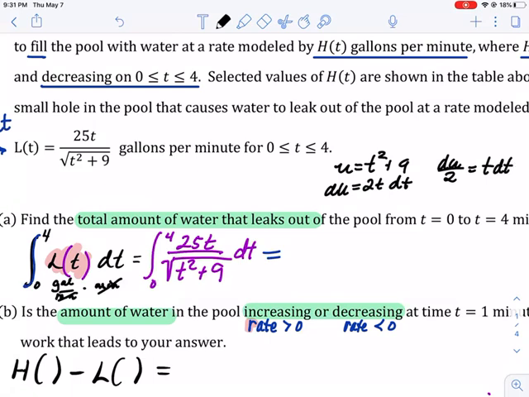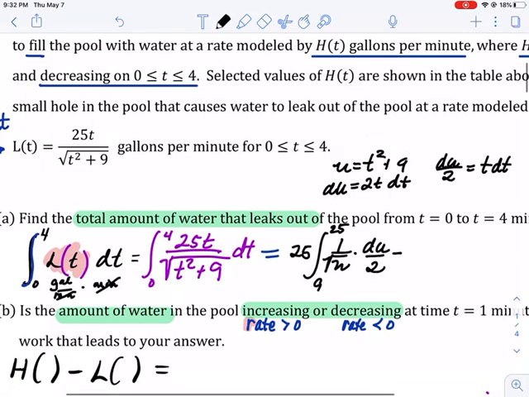So I'm going to do a substitution. I'm going to take the 25 and pull it out in front of the integral. The t dt is taken up by the du over 2, and we have 1 over the square root of u times du over 2. At the same time, I'm going to change the limits. The top limit is 4 squared plus 9, which gives 25 for the upper limit in u. For the bottom limit, I have 0 squared plus 9, and that's 9. So now I have my new integral in u set up.